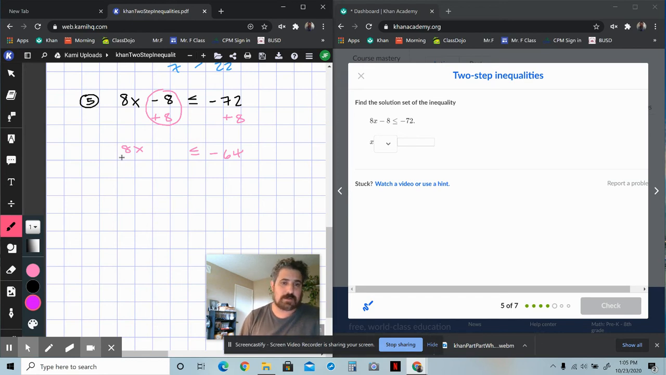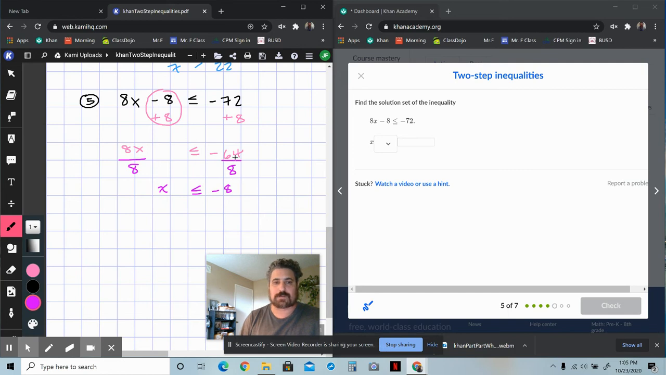So how do you undo times by 8? You divide by 8 on both sides. Did you divide by a negative? No, you did not. So you leave everything exactly as it is. x is now less than or equal to negative 64 divided by 8, which is negative 8. Even though you had a negative involved, you never multiplied or divided by a negative across the inequality.